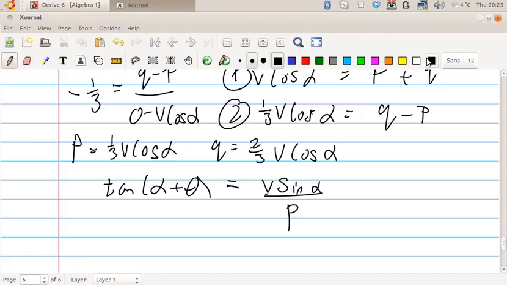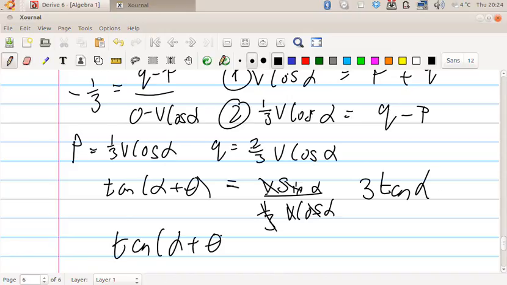Now, I forget what we were looking for. Show that. Right, okay. Now, notice how we have P already. It was 1/3 V cos, so 1/3 V cos. That's great because the V's cancel. Sine over cos is tan, and 1 over 1/3 is 3. So I have 3 tan alpha. So I basically get tan of alpha plus theta is 3 tan alpha.